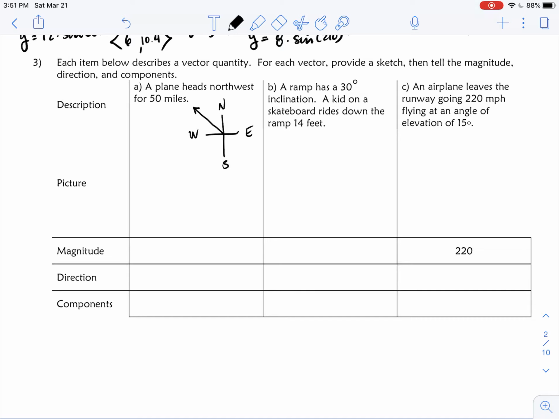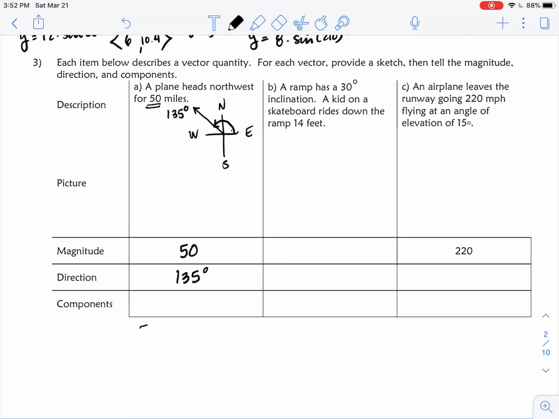Well, what direction is this going to be? What rotation angle divides this quadrant exactly in half? What is exactly halfway between 90 degrees and 180 degrees? Well, I believe that's 135. So now I have my magnitude and my direction. Let's go ahead and fill in some of these blanks down here. That's easy enough. Last thing we have to do is find our components.